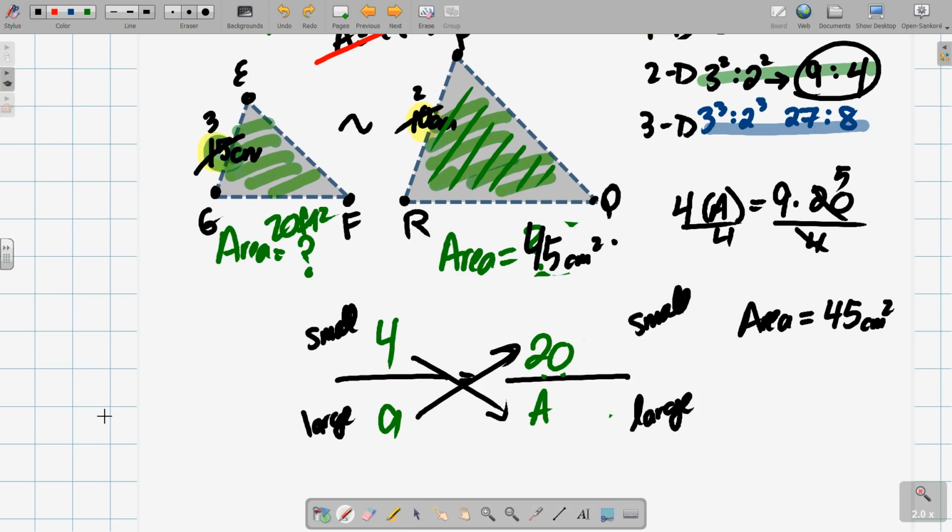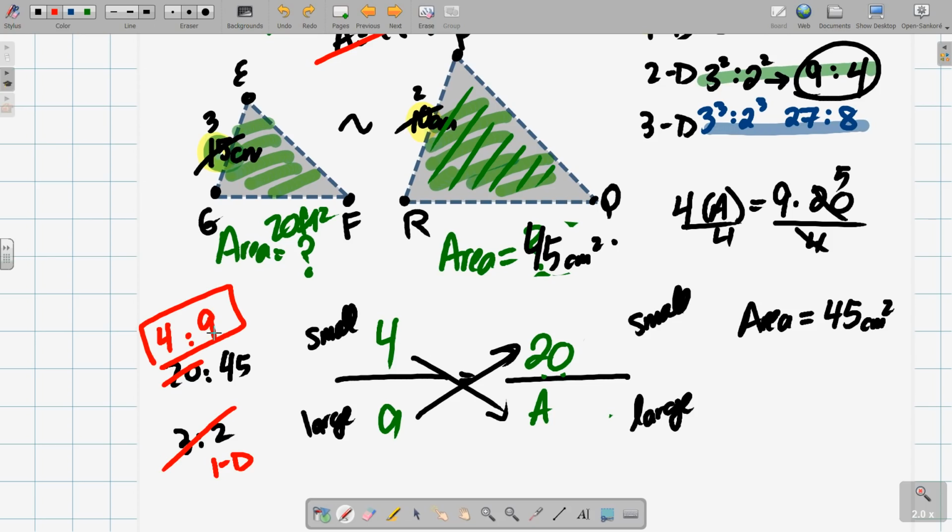And if you look carefully, you're like, but wait a minute. 20 to 45 is not a 3 to 2 ratio. It doesn't match. You're correct. That 3 to 2 ratio is one-dimensional. But 4 goes into 20 5 times. And 9 goes into 45 5 times. And that 4 to 9 ratio is what we're looking for because we're in the second dimension.